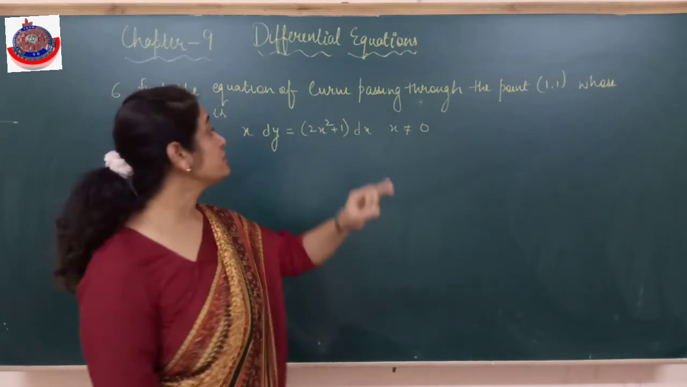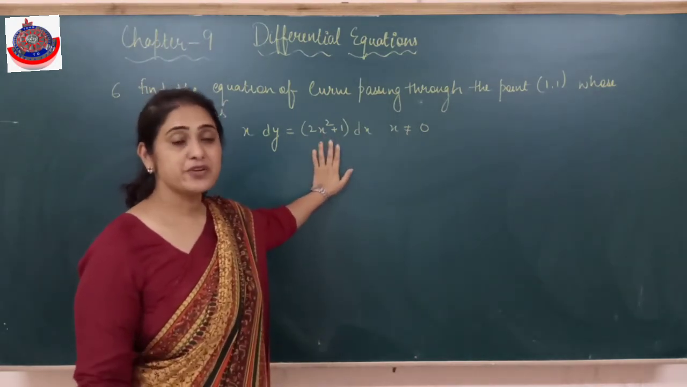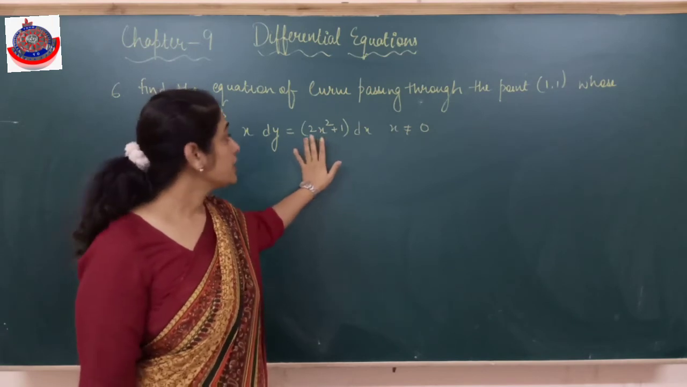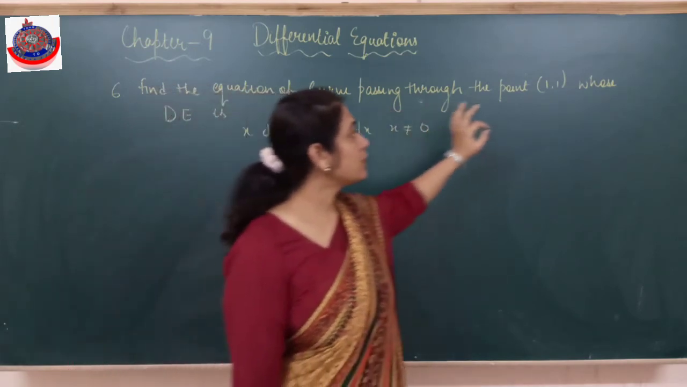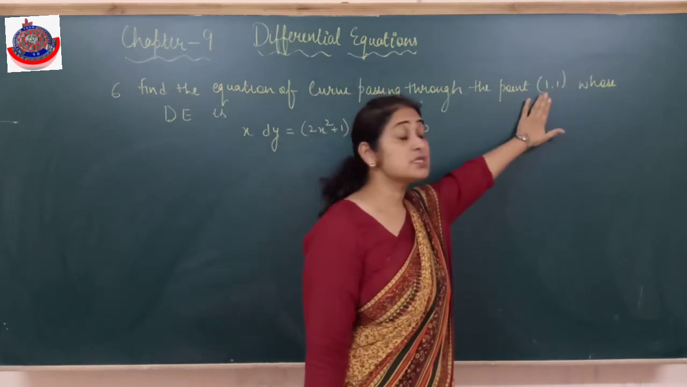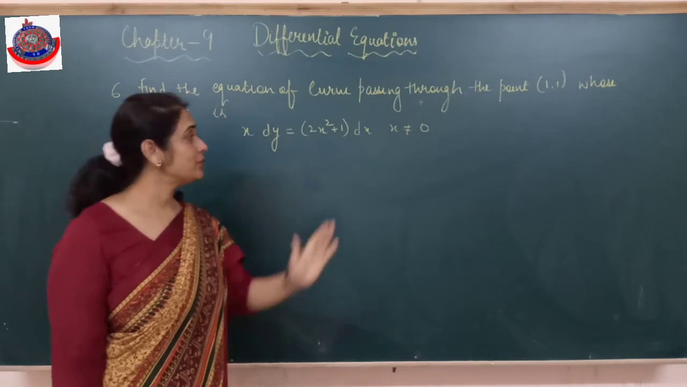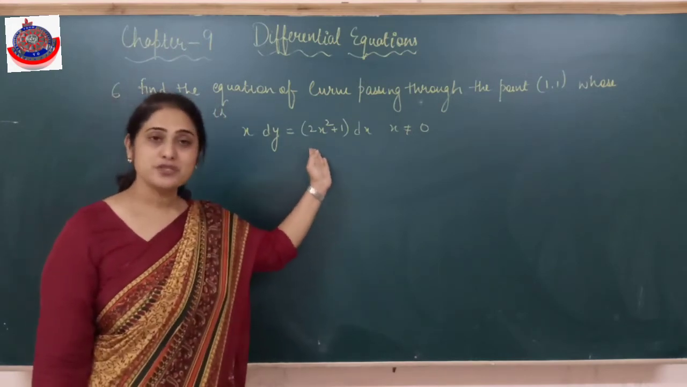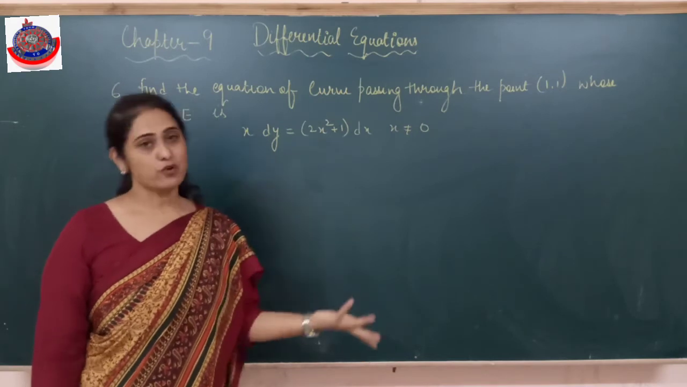There will be many curves represented by this differential equation. If you remember the geometrical interpretation of integration, there will be many curves which will be represented by this differential equation, but I have to find out that particular curve which passes through (1, 1). That means indirectly they are asking me to find out the particular solution of this differential equation, nothing else. Is it clear? So the question can be given in this form also.